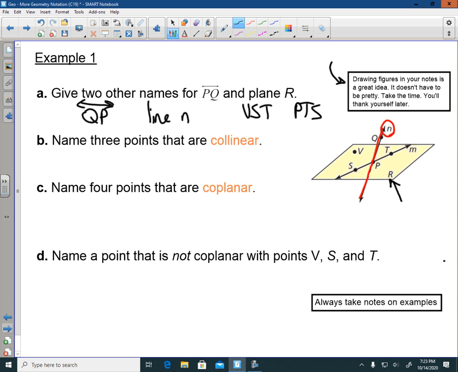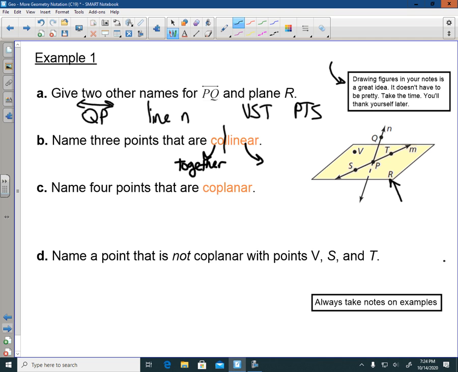Part B, name 3 points that are collinear. Now this is one of those words that I had you write in your notebook, collinear. And you have the ability to break down this word into 2 parts, co and linear. Co always means together.